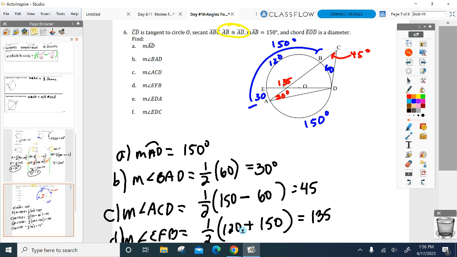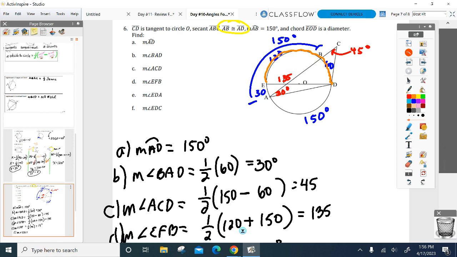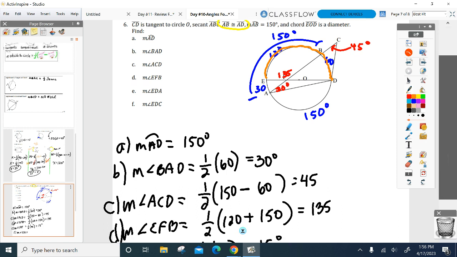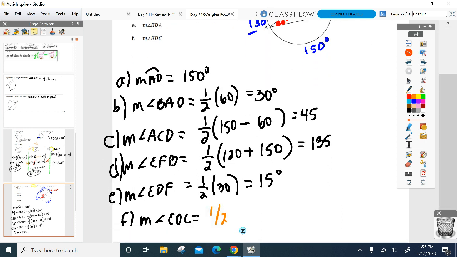So I'm going to take half the arc that's in between it. Let me highlight it for you. Here is the arc in between that angle, E to B to D. What type of arc is that? A semicircle. What's it measure? 180. So take half of 180, which is 90. Actually, it's just half of 180. Sorry, I'm getting ahead of myself.